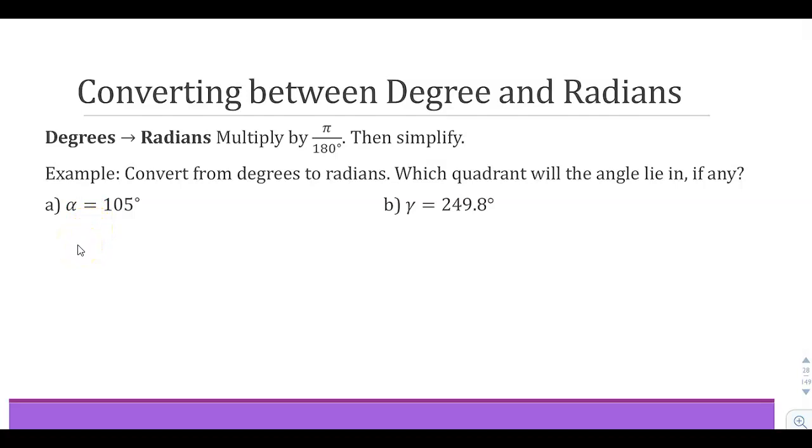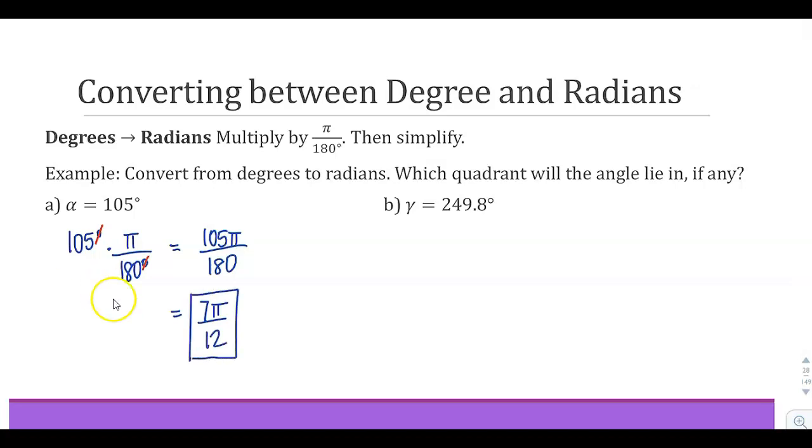So we'll go and start with 105 degrees, and we multiply by pi over 180 degrees. And the reason for that is because now the units of degrees will cancel. So I have 105 pi over 180, and we'll reduce to lowest terms and get 7 pi over 12. So this is the same angle in radians as 105 degrees. And 105 degrees is in quadrant 2.